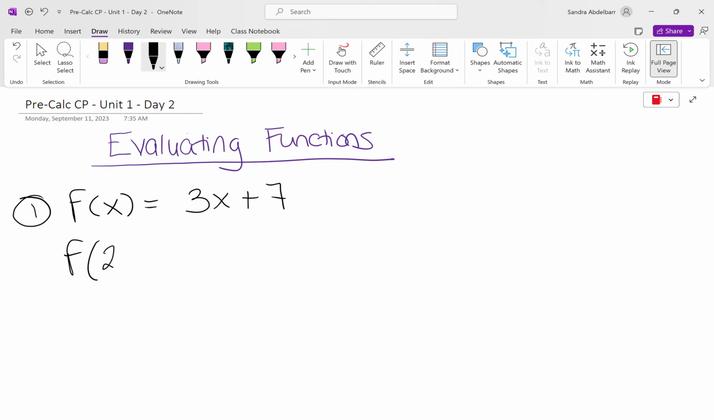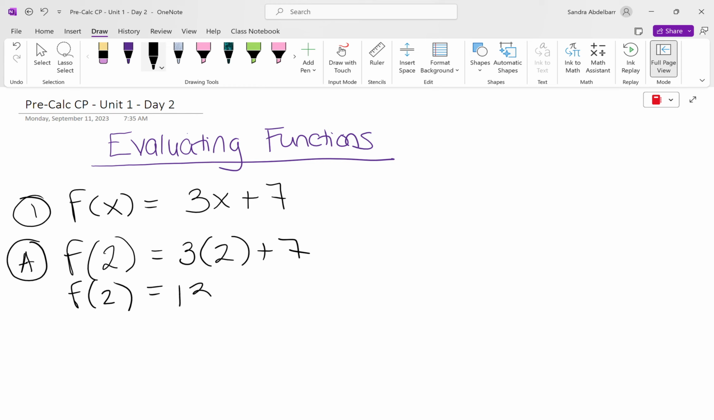So I want you to find f of 2. In order to find f of 2, we're going to go into our expression, 3x plus 7, and wherever I see an x, I'm now going to substitute in a 2. So now we have 3 times 2 plus 7, and then we just simplify. So f of 2 will be 3 times 2 is 6, plus another 7 is 13. So f of 2 is 13.